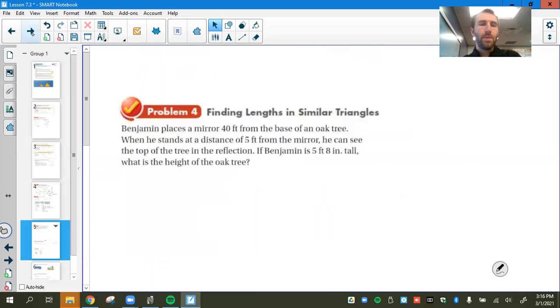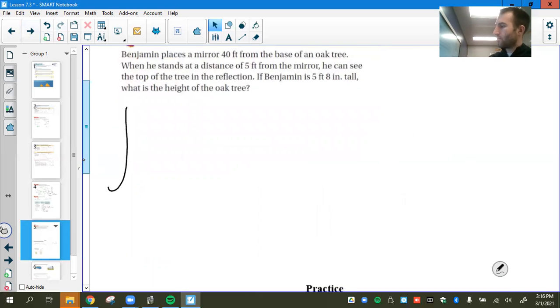Okay, our last problem, problem number 4. This is a fun one. Benjamin places a mirror 40 feet from the base of an oak tree. I'm going to draw a picture here. There's my oak tree. A mirror 40 feet from it.